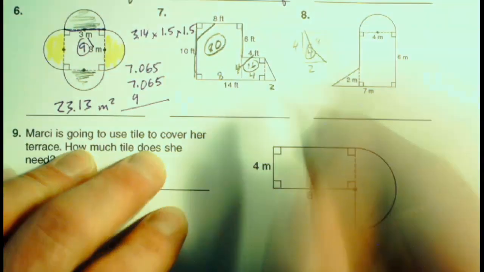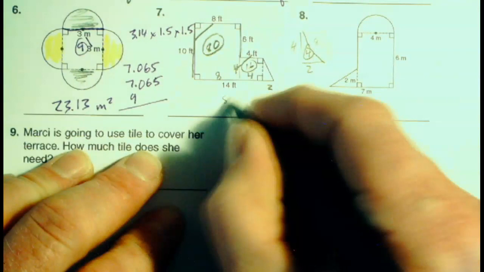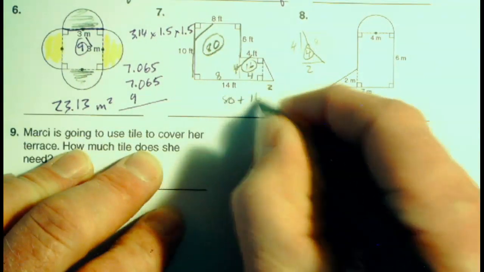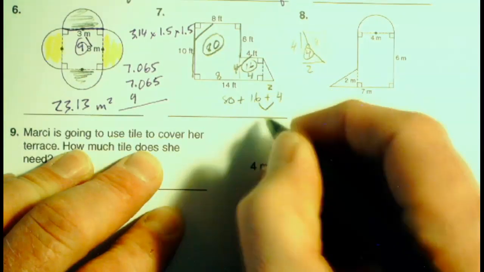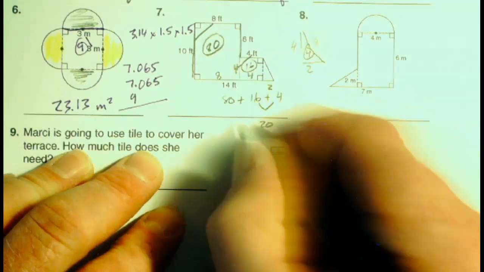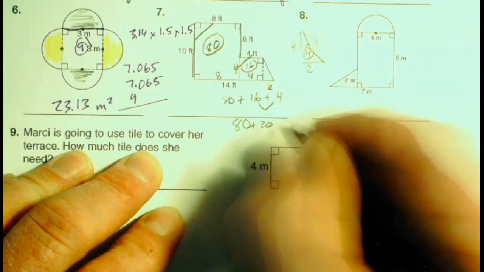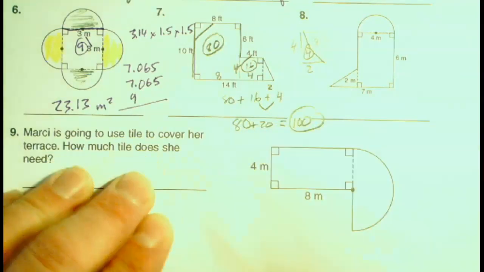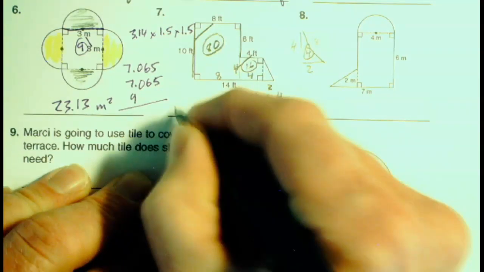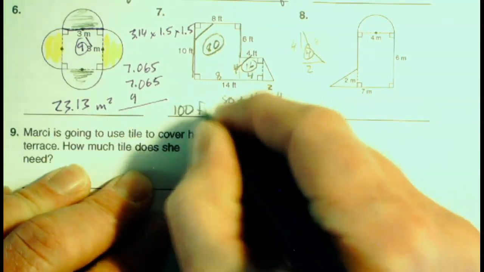So if I add up my circles here, I'm just going to write this out. I've got 80 plus 16 plus 4. I can add these two together and make it 20. So I've got 80 plus 20 equals 100 for this one here. So I'm going to go over here and write this to be 100 feet squared.